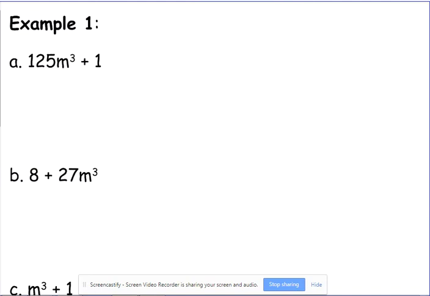So 125m cubed plus 1. We always look for a GCF. 1 is one of our terms, so obviously there is not a GCF. So we look at our list and check whether 125 and 1 are perfect cubes, and they are. 125 is 5 cubed, 1 is 1 cubed.